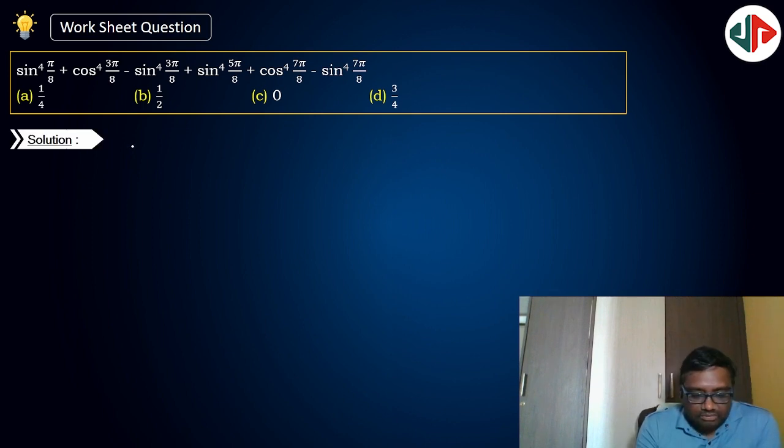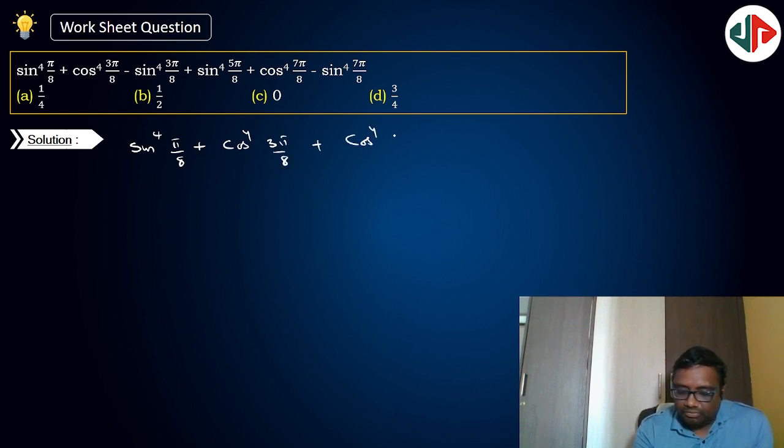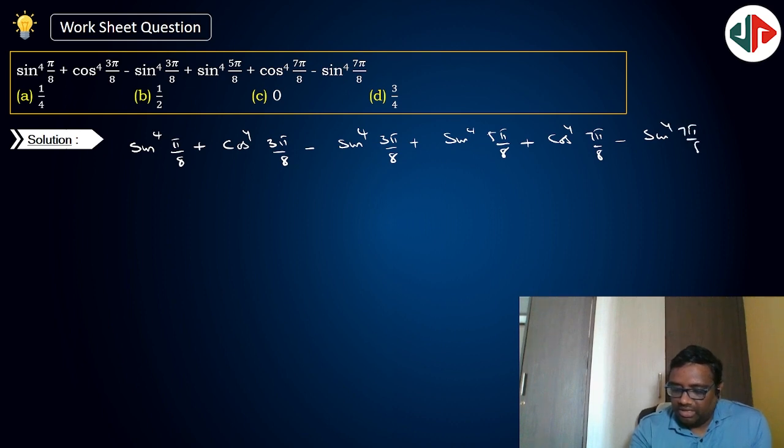Can we rewrite this value as sin^4 pi by 8 plus cos^4 3 pi by 8, here minus it is given, minus sin^4 3 pi by 8 plus sin^4 5 pi by 8 plus cos^4 7 pi by 8 minus sin^4 7 pi by 8.